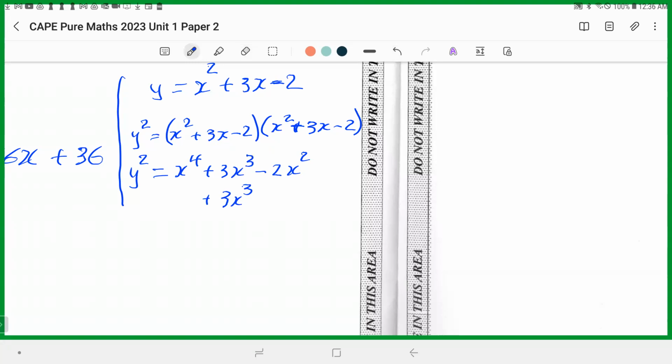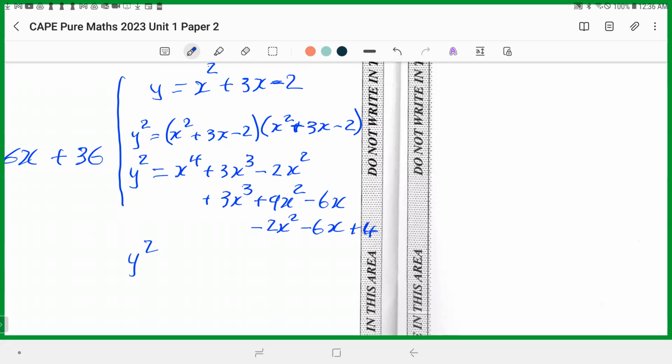When I do this times this, I get 9x squared. So this times this, I'll get minus 6x. I'm going to multiply with the 2 now. So 2 times this gives minus 2x squared. Putting like terms on each other. Minus 2 times this is minus 6x. And minus 2 times minus 2 is positive 4.